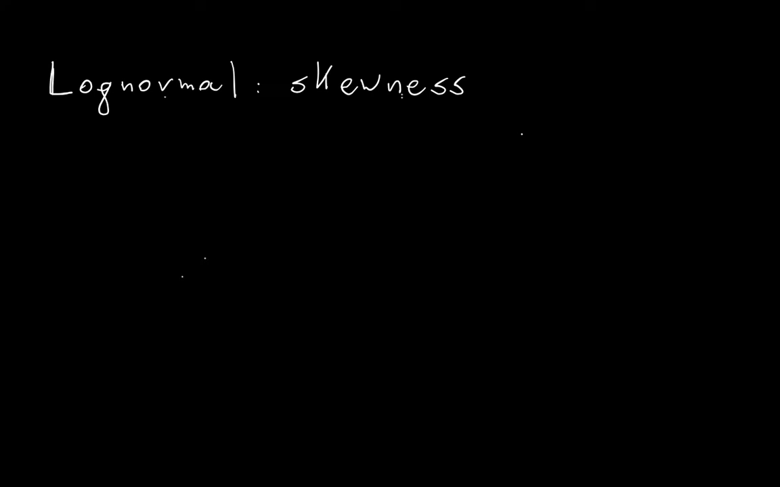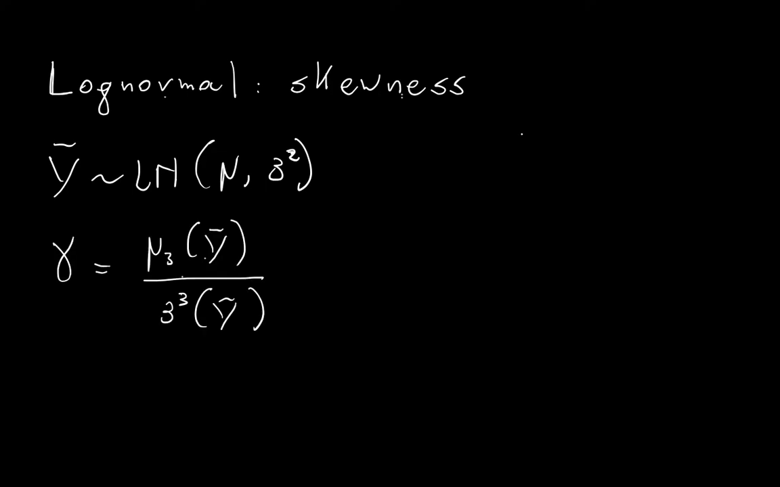Today's video we are going to prove the formula for the skewness of a log-normal random variable. So let's begin by defining the random variable Y tilde, distributed log-normally with parameters mu and sigma square. Then the skewness, denoted here by gamma, is simply the ratio between the third central moment of the given random variable divided by the standard deviation to the power 3 of the same random variable.